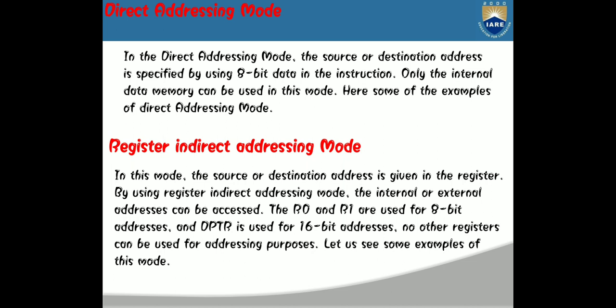Only R0 and R1 are allowed in indirect addressing mode. These registers in the indirect addressing mode are called pointer registers.